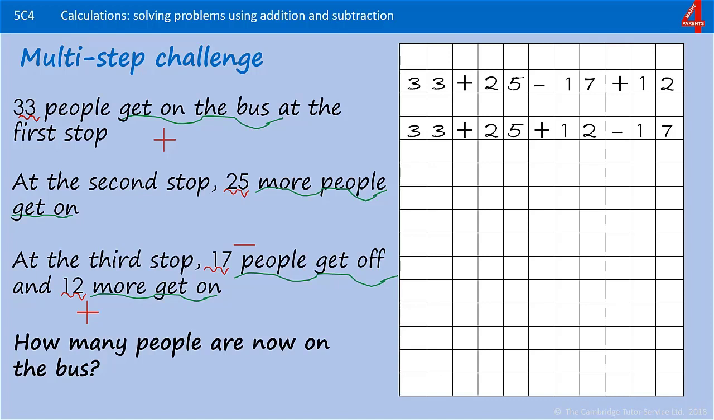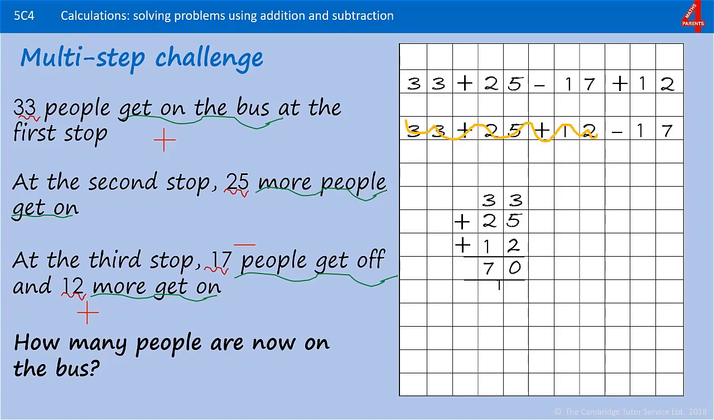I'm going to start with the addition using the column method. 33, add 25, add 12. 3 and 5 is 8, add 2 is 10, so we put the 0 in there and carry the 1. 3 and 2 is 5, add 1 is 6, add the 1 we carried, that's 70. We've dealt with the first part of the question, which is all the additions.